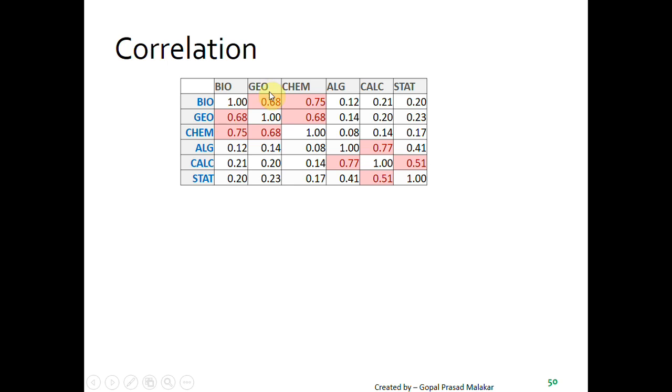It is bound to happen that the correlation you have between geo and bio is the same as between bio and geo, and that's why looking at half the triangle is as good as seeing the full thing, because whatever you are seeing between calculus and bio, the same has to happen between bio and calculus, 0.21. So it's just the mirror image. That's why we can focus on just one part and still make sense of this.